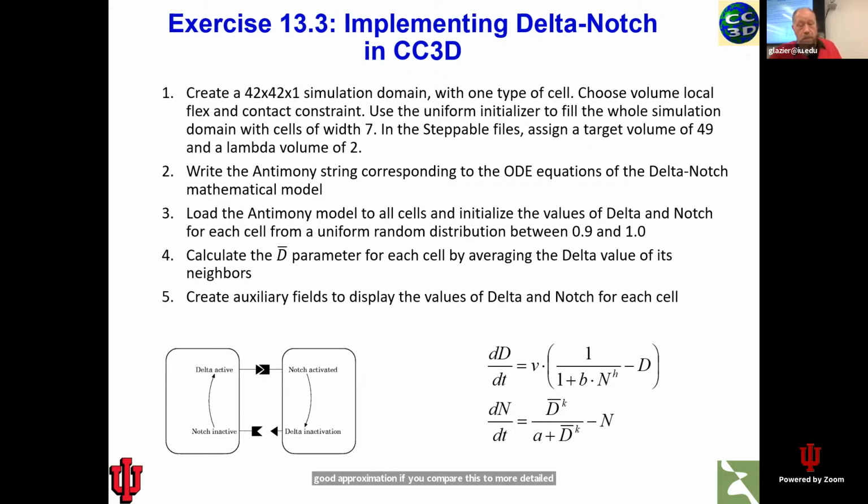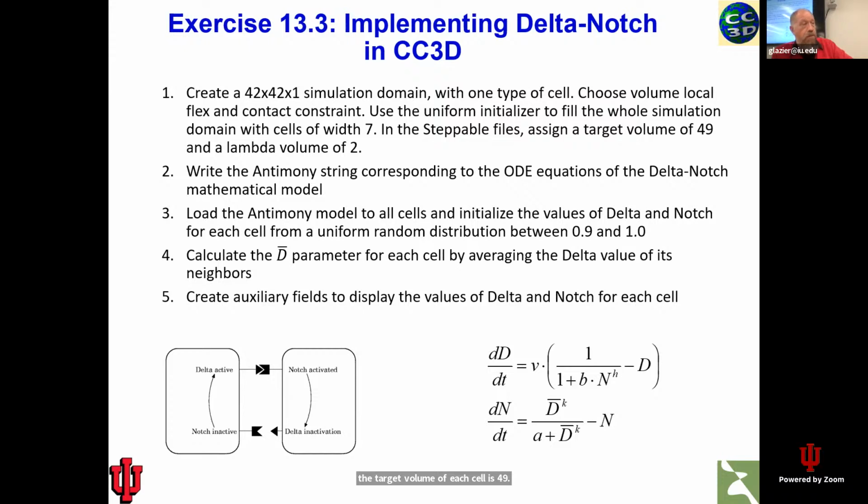Okay. So based on what we just did, and we're going to probably take a break in a few minutes because we're a little over our break time, I'd like you to create a 42 by 42 simulation. You can make it bigger or smaller as you like. We only have one cell type. Use volume local flex and a contact energy. Use uniform initializer to fill the whole simulation with cells that are initially 7 by 7. And then in the start function, you'll have to say that the target volume of each cell is 49 and lambda volume is 2.